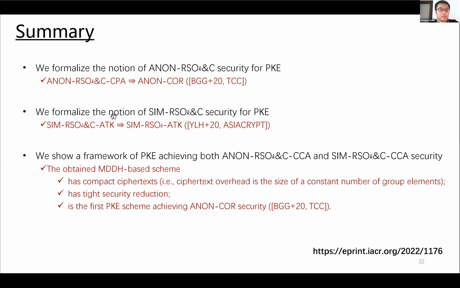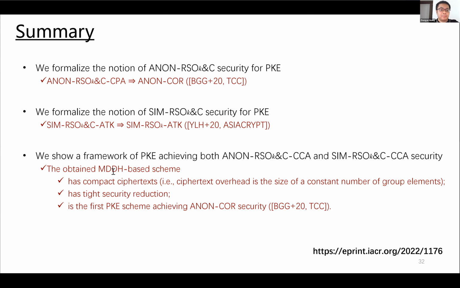To summarize, we formalized the notion of anonymous ISO K and C security for PKE, and the CPA security implies anonymous CLR security. And we also formalized the confidentiality notion under the same types of corruptions, and show that this notion implies the standard ISO K security. For constructions, we show a framework of PKE achieving both anonymous and confidential ISO K and C CCA security.